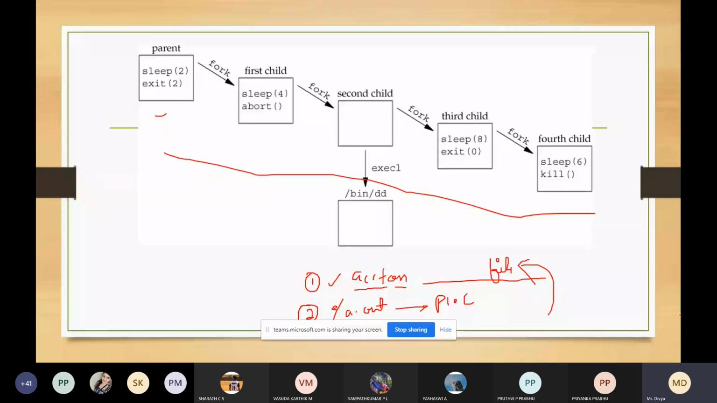So what will happen? Third is what? It appends 5 process records to the specified file.